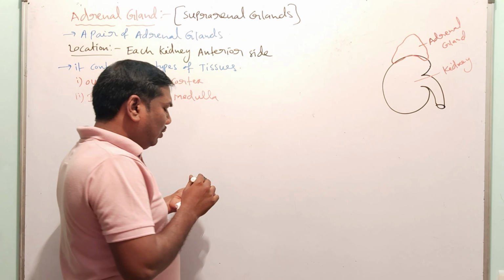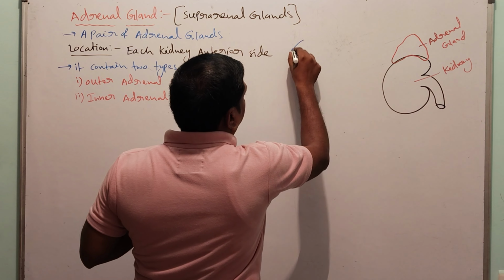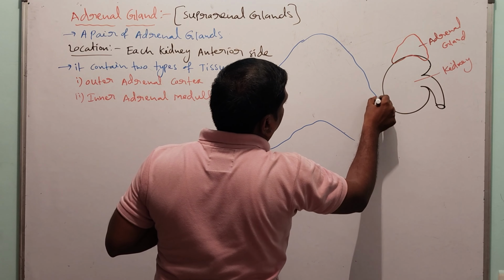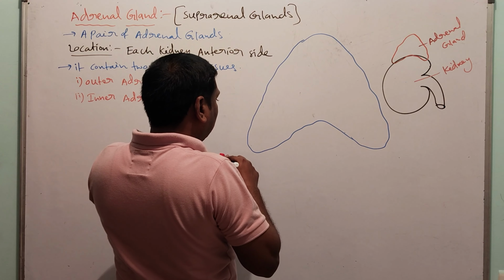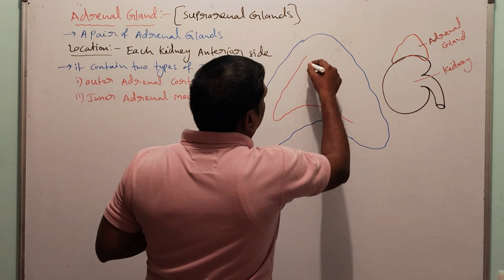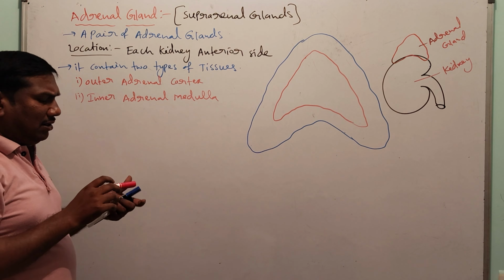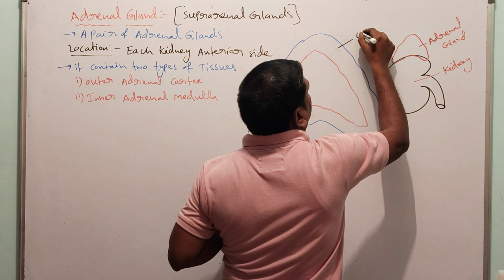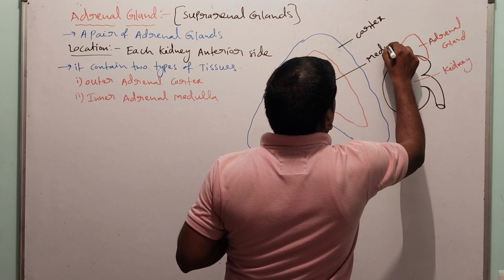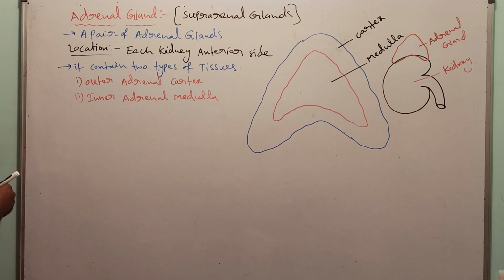The adrenal gland contains two regions, two types of tissues. One is the outer cortex, and the other is the inner medulla. This is the outer cortex, and this is the inner medulla. First, the adrenal medulla.